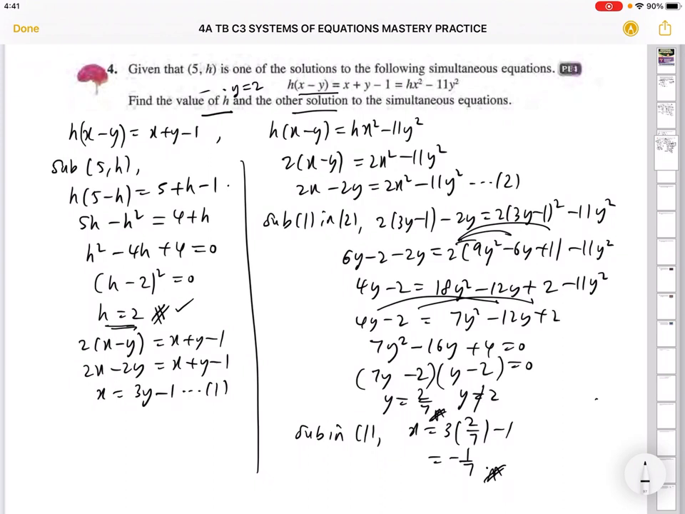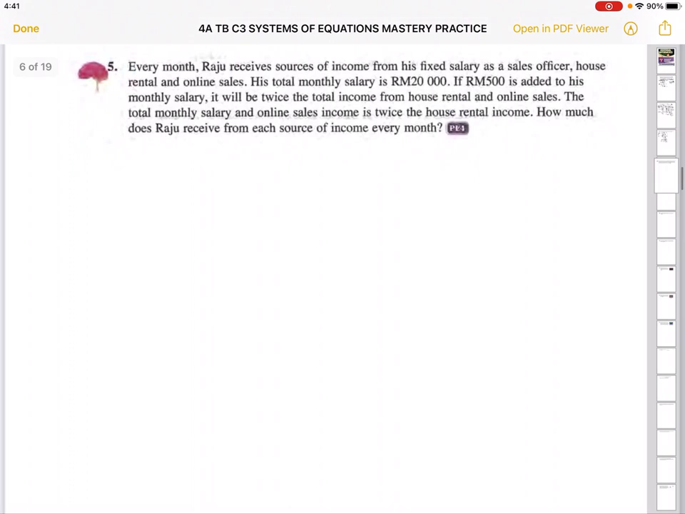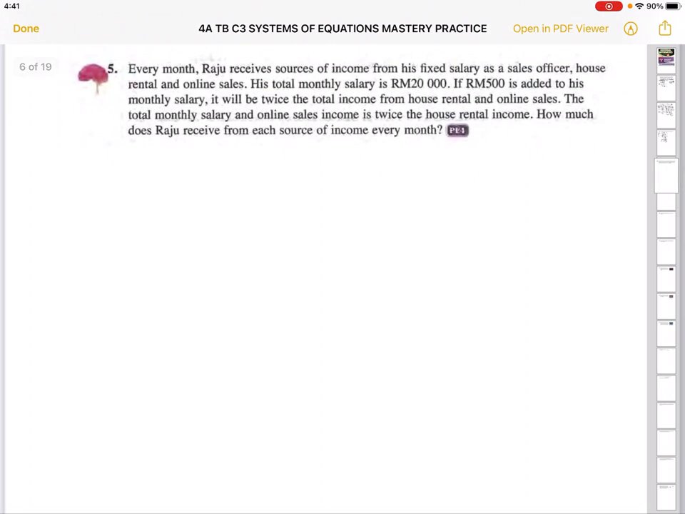All right, okay, so next one, question number 5. Every month, Raju received a source of income from his fixed salary as a sales officer, house rental and online sales. His total monthly income is 20,000 ringgit. Okay, so I think we just write down, he has salary, X, rental, Y, and online sales, Z. Very good. This guy has multiple sources of income.